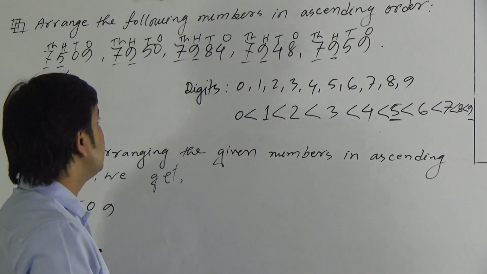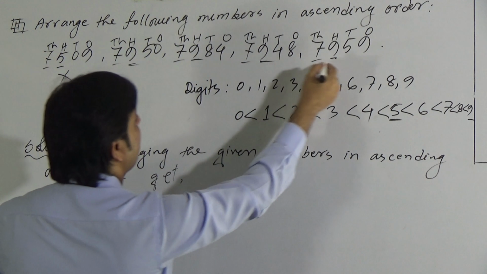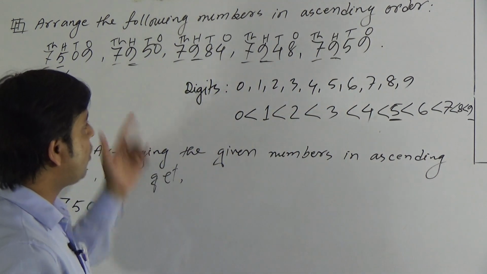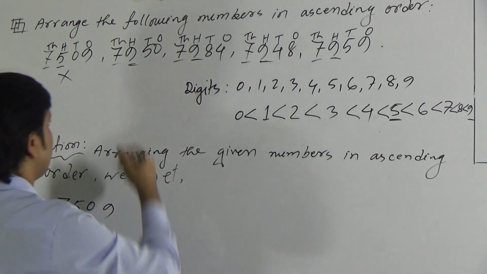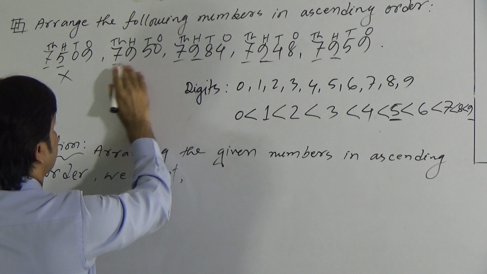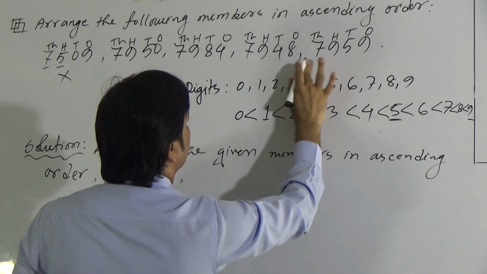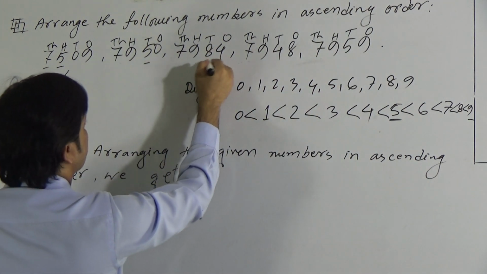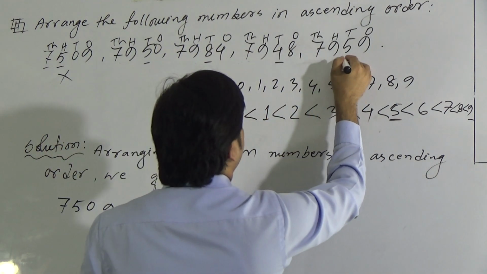Now compare the hundreds position of the next numbers here. All the hundreds positions are the same. So to compare, we have to go to the next position, that is the tens position. Now see the tens position of this number. See the tens position of this number. What is the tens position? Tens position is 5. Tens position is 8. Tens position is 4. Tens position is 5.